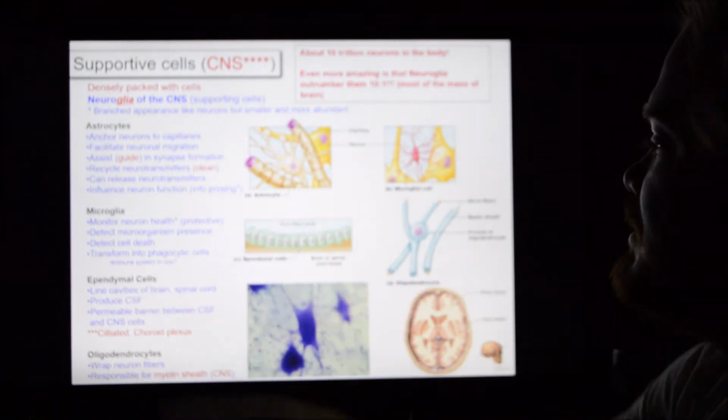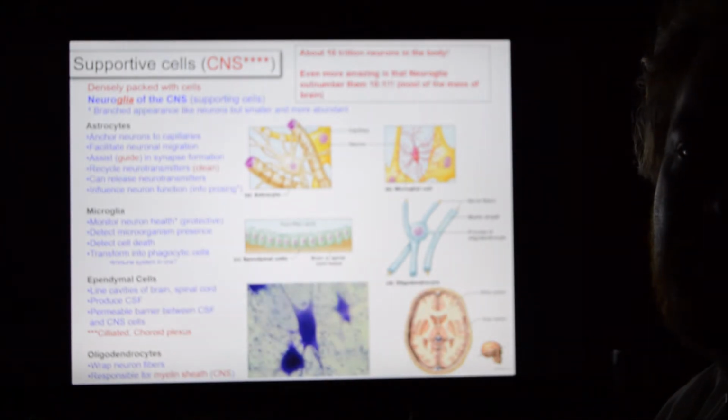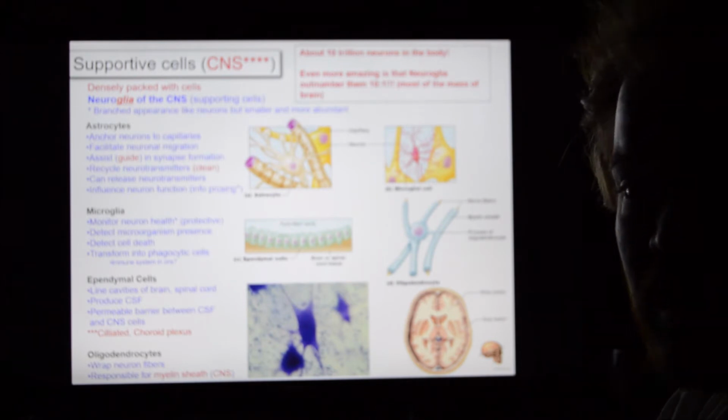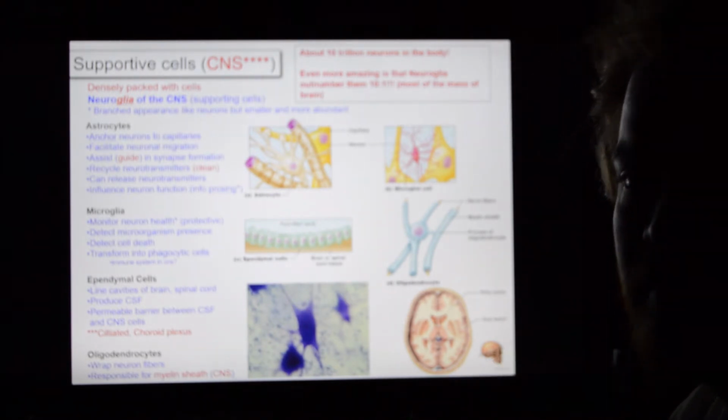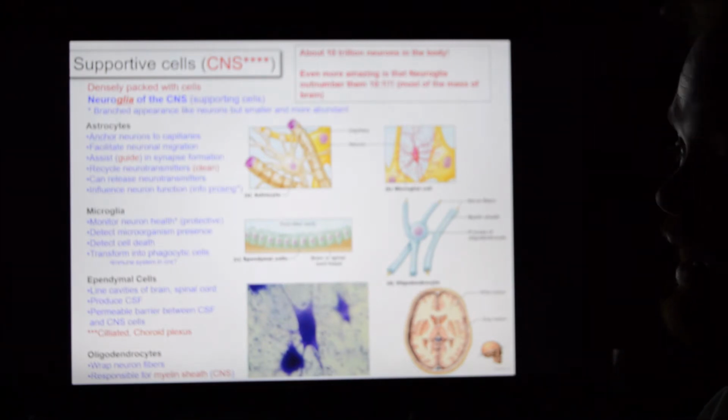All right, microglial cells take the place of white blood cells in your brain. Your blood does not allow white blood cells into your brain. There's what's called a blood-brain barrier. You don't let white blood cells in the brain. So how do you protect the brain?